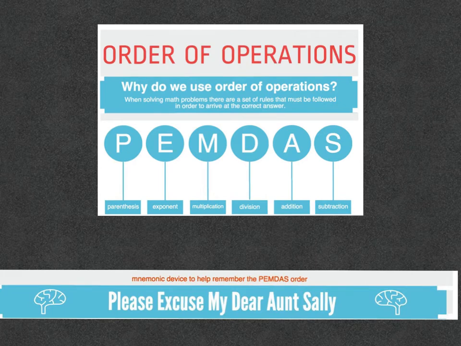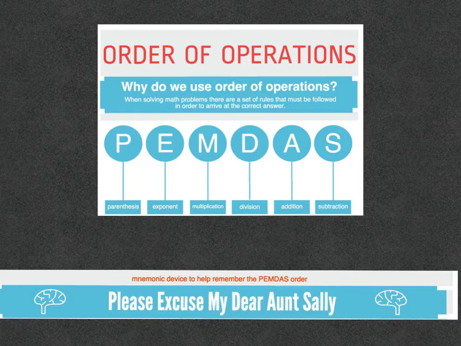Okay, everybody, today we're going to talk about order of operations. Order of operations is basically a set of rules that need to be followed in order to get the correct answer in a problem when they include lots of different operations or parentheses or exponents. So that's what the setup for this is to help you with that.